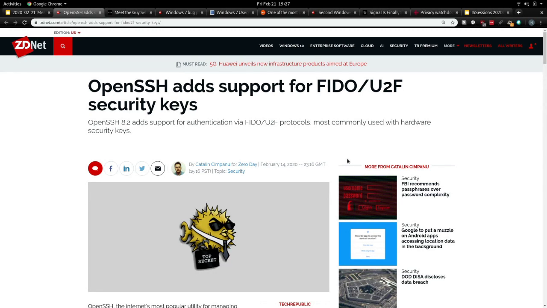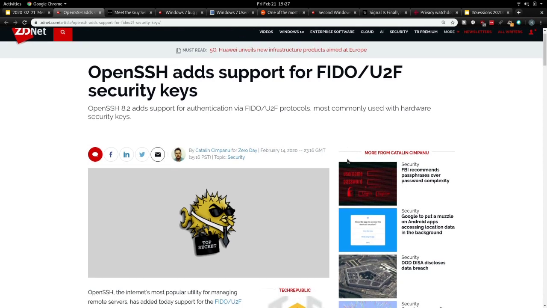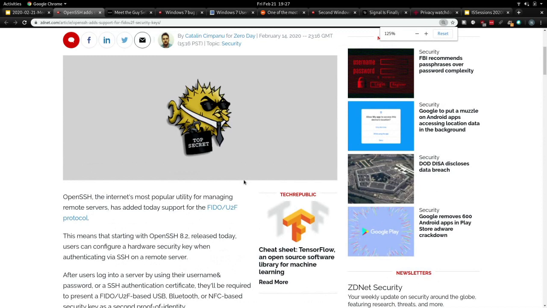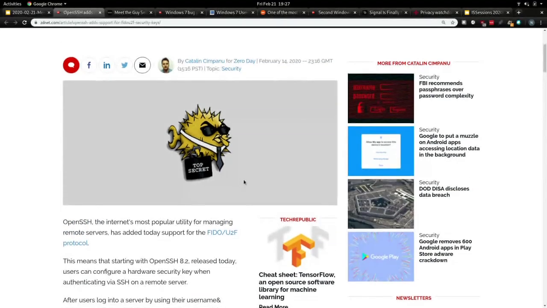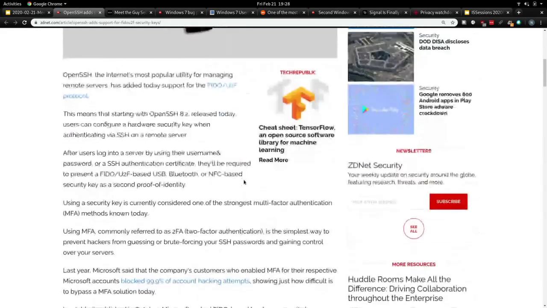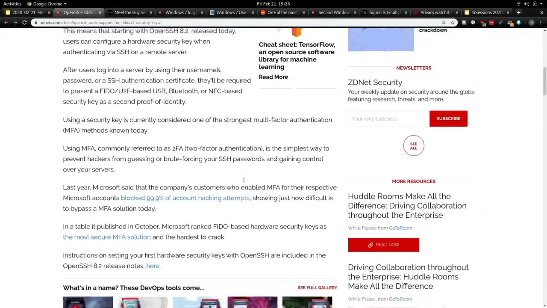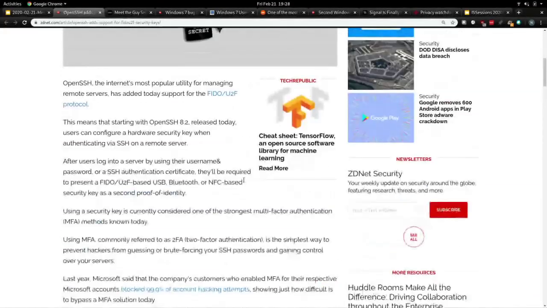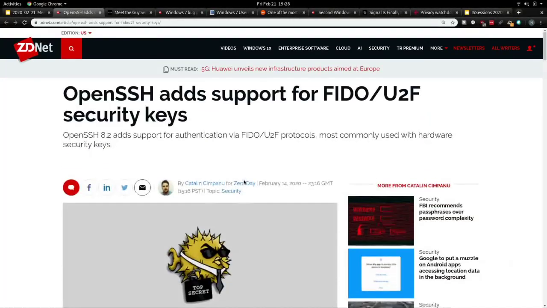Totally. So going back to hopefully a better story, OpenSSH is adding support for FIDO and two-factor authentication. FIDO is kind of a two-factor or biometric standard, and it's being developed, so it's going to be released in version 8.2. It allows users to authenticate using hardware tokens, and they're also retiring some old insecure authentication mechanisms such as SHA-1 or ssh-rsa.